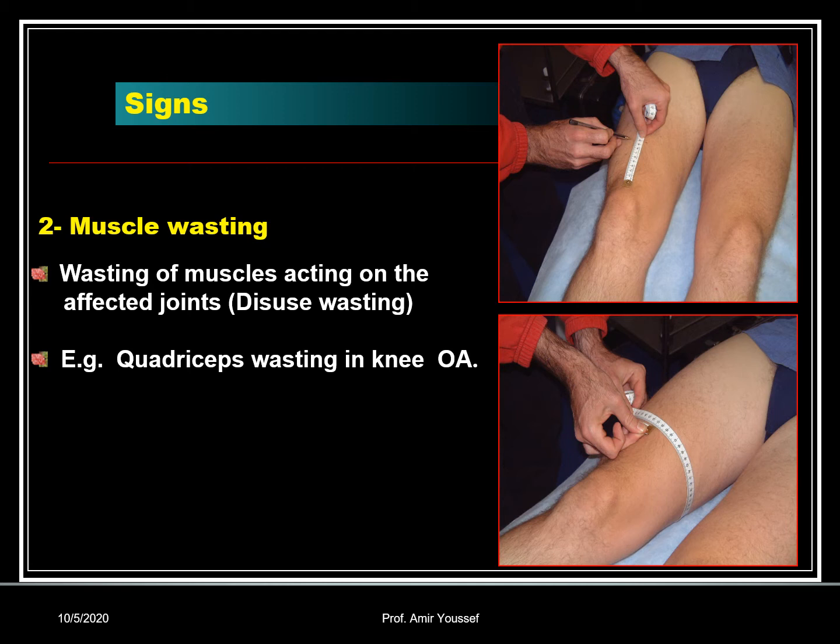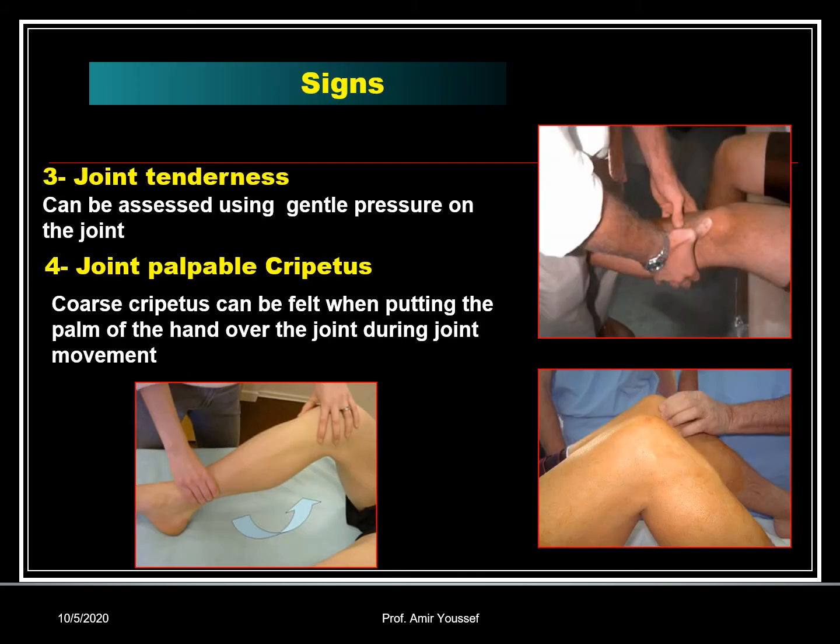He is measuring the circumference of the thigh at this point. Joint tenderness can be assessed using gentle pressure on the joint, as you see here and there. Joint palpable crepitus. Coarse crepitus can be felt when putting the palm of the hand over the joint during joint movement.